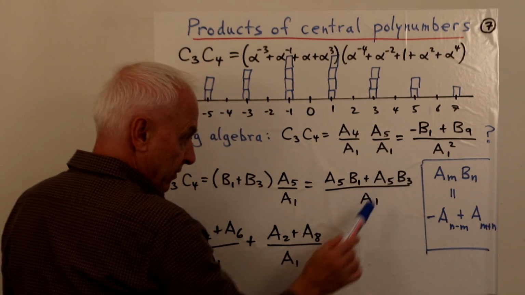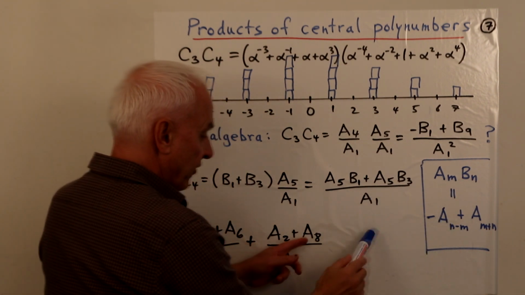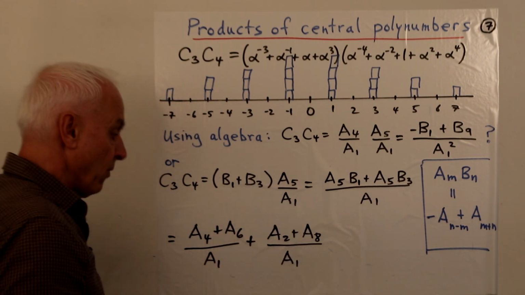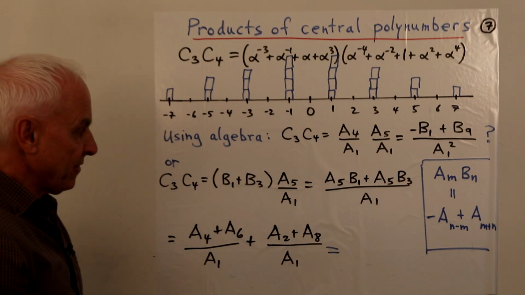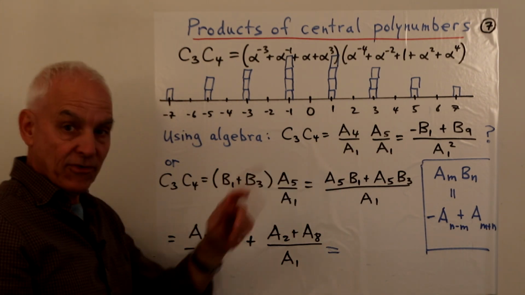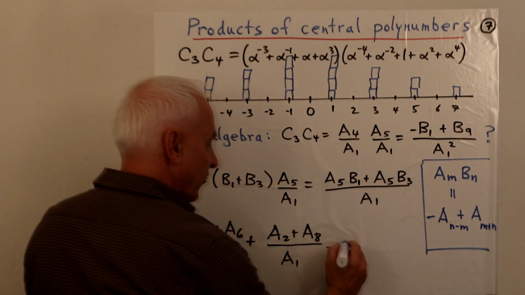And A5, A3, the same kind of thing happens. The difference is 2. The sum is 8. So we get A2 plus A8 over A1. And now we can rewrite this because, again, the Weil character formula allows us now to rewrite quotients in terms of C's.